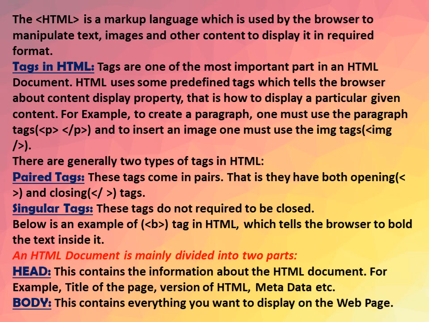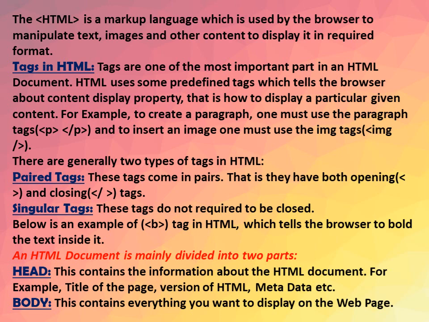There are generally two types of tags in HTML. These two types are the pair tag and the singular tag. So what are pair tags? These tags come in a pair, that is, they have both an opening and a closing tag. So a tag having the opening tag and the closing tag is called a pair tag, and the tags which do not require to be closed are called singular tags. An example of that is the B tag in HTML which tells the browser to bold the text inside it. But this tag does not require a closing tag. So it is called a singular tag.